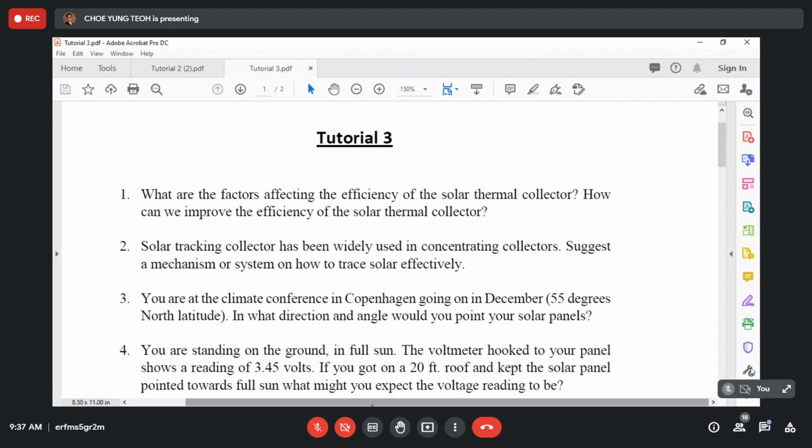Any idea? What is the factor? And then, together with that, how we improve based on the factor. Maybe think about it. What are the factors affecting the efficiency?